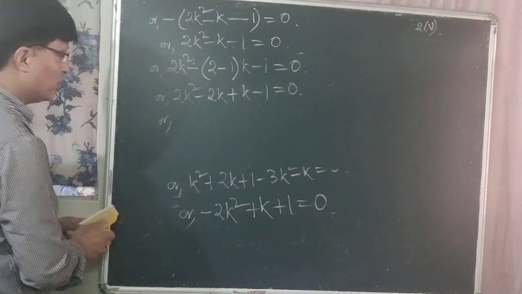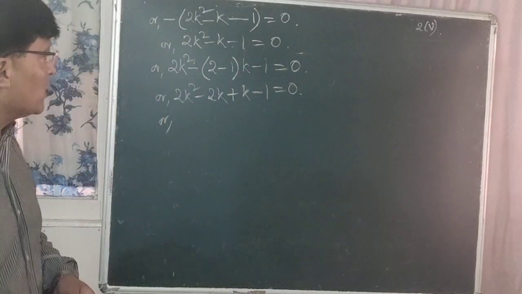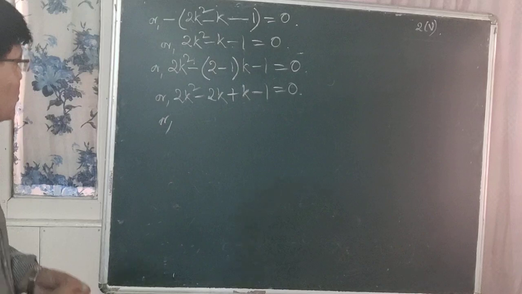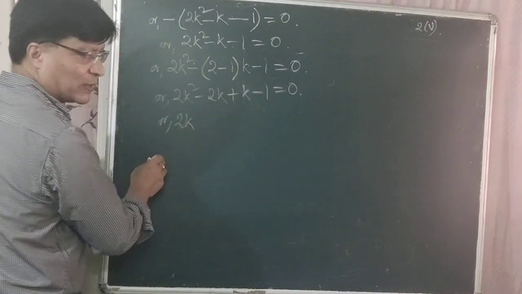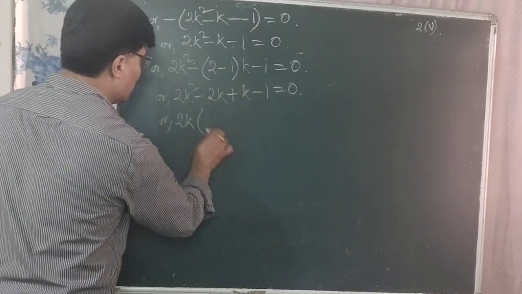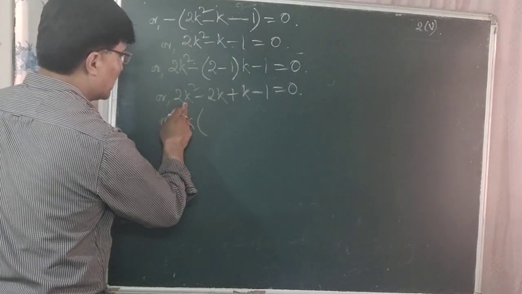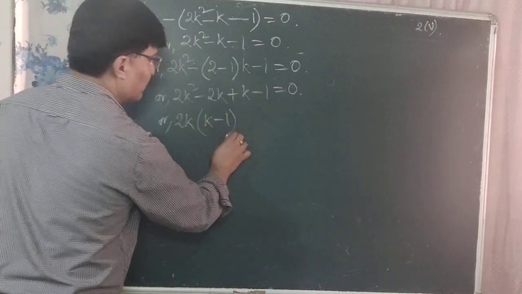So you can take common from the first two terms. From the first two terms, what is common here? 2k square minus 2k. The k term is the same here, sir, common is 2k. So within bracket, 2k is already written here. That is k square, k minus, since 2k is already written, so 1.